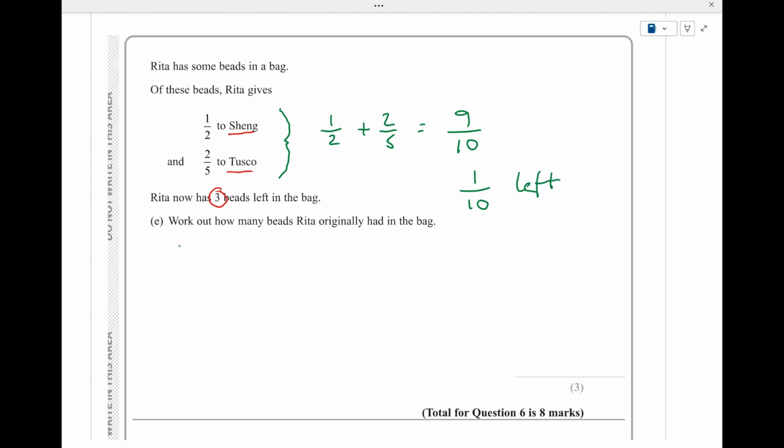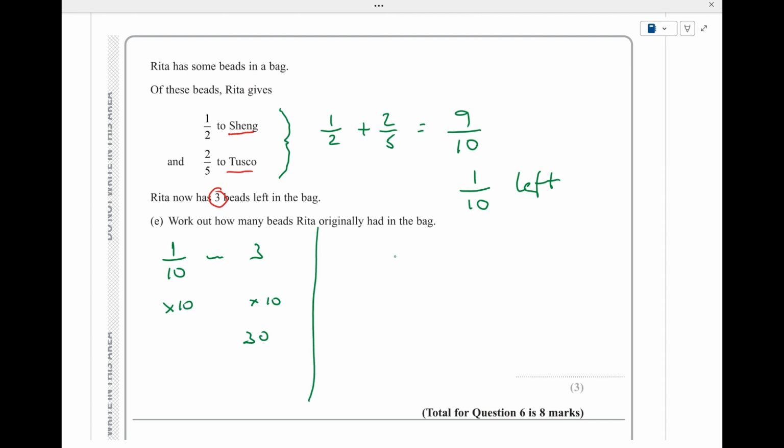And we know that 1/10 of her beads, the fraction she has left, is 3 beads. So if 1/10 of the bag was 3 beads, then the whole bag must have been 30 beads. So that's one way we could do it.